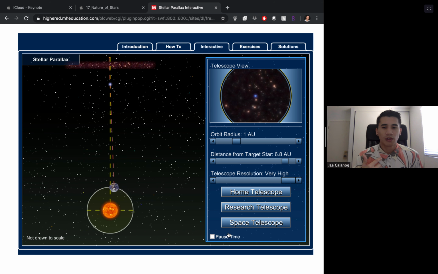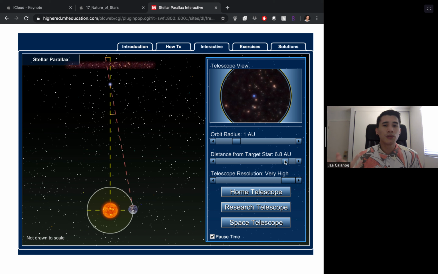So, for example, if I pause time right here, you can see that this star will appear in this background of the stars. And if I unpause the time and pause it again 6 months later, right here, now you can see that the star appears in a different background. That's when the star is about 6.8 AU away, which is a little bit further away than Jupiter, which isn't really realistic, but you get the point.